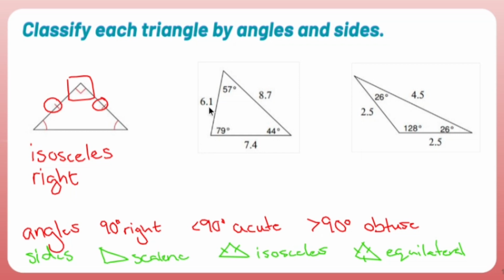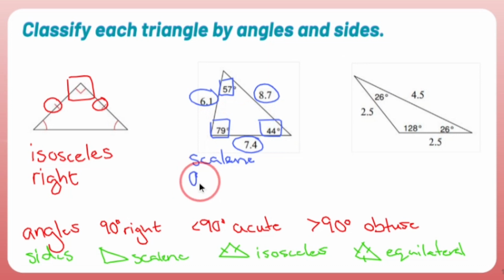For this one, I'm going to look at my sides first, and I see that side is different from that side, which is different from that side. So all the sides are different. If all the sides are different, that means we have a scalene triangle. Looking at all three angles, 57 degrees, 44 degrees, 79 degrees, all of these are less than 90, which tells me that it's acute.